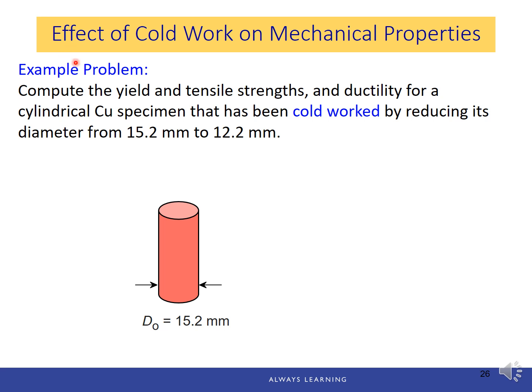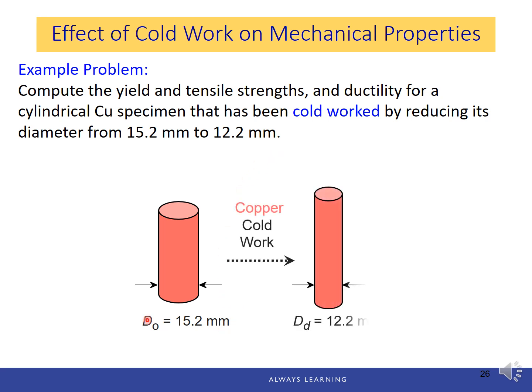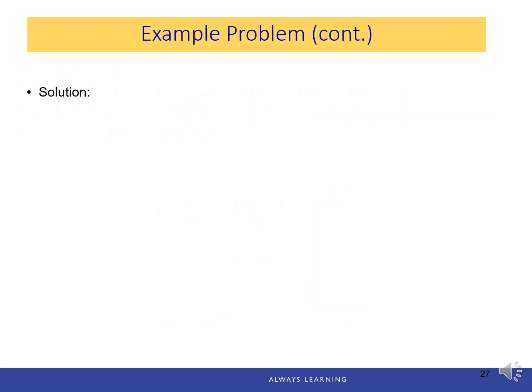Let's use one example to check the effect of cold work on the mechanical properties of, in this case, a cylindrical copper specimen. Compute the yield and tensile strengths and ductility for a cylindrical copper specimen that has been cold worked by reducing its diameter from 15.2 mm to 12.2 mm. So D0 is 15.2 mm and D after cold work is 12.2 mm. We're looking for the yield strength, tensile strength, and ductility for this copper specimen. We have a diagram which relates the percentage cold work to different mechanical properties.